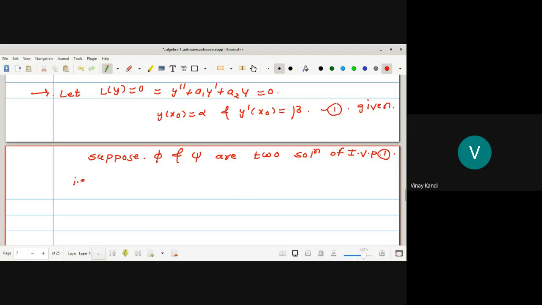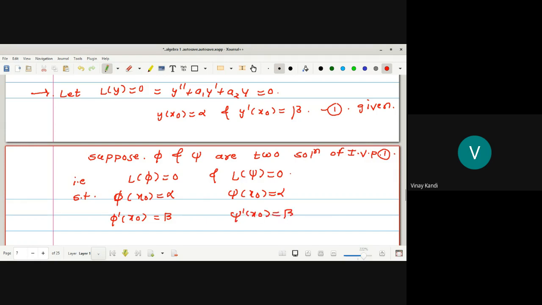Okay, that is, if these are solutions of equation 1, then what do we have? L of phi is equal to 0, and also L of psi is equal to 0, such that phi of x naught is equal to alpha and phi dash of x naught is equal to beta. This is a solution, which means it must satisfy all these conditions. And psi of x naught is equal to alpha and psi dash of x naught is equal to beta.